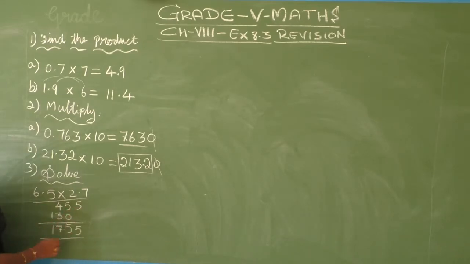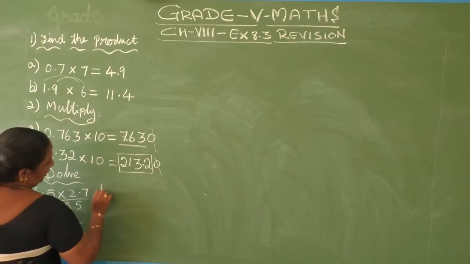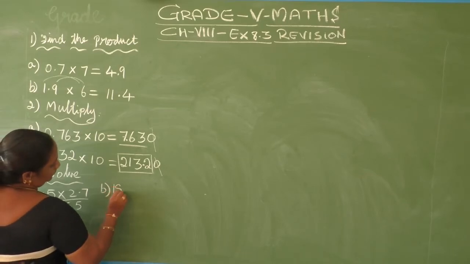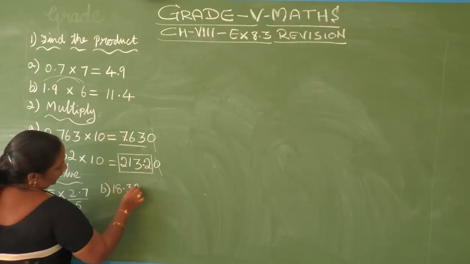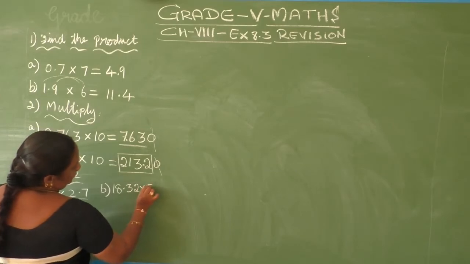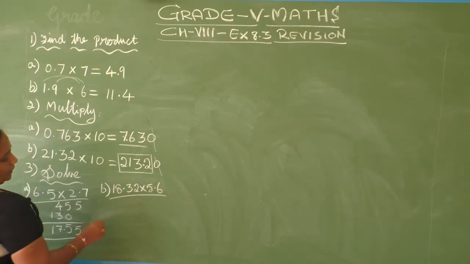17.55 is the answer. Okay ma, 17.55. Then it's a sum A1. In the same Roman, B1 is 18.32 into 5.6. Here also both sides they gave decimal numbers only.